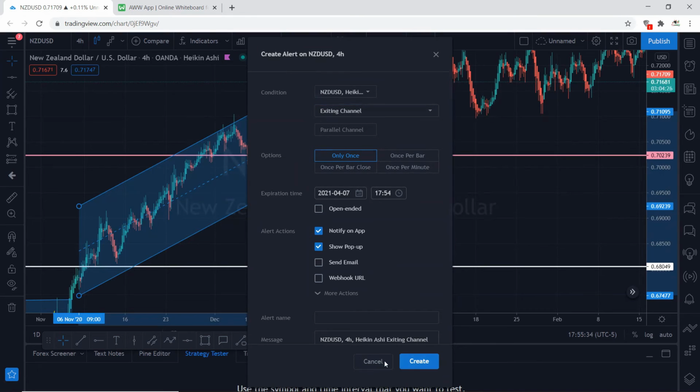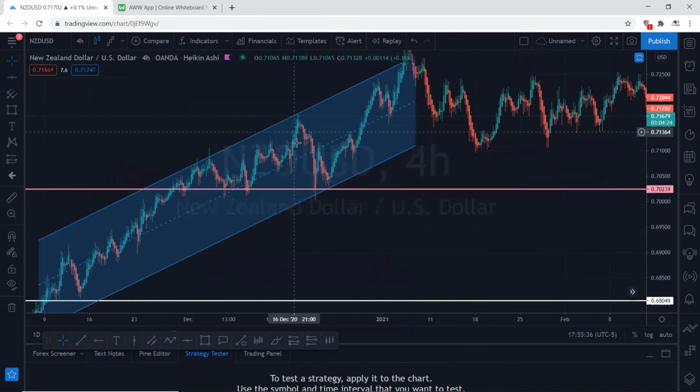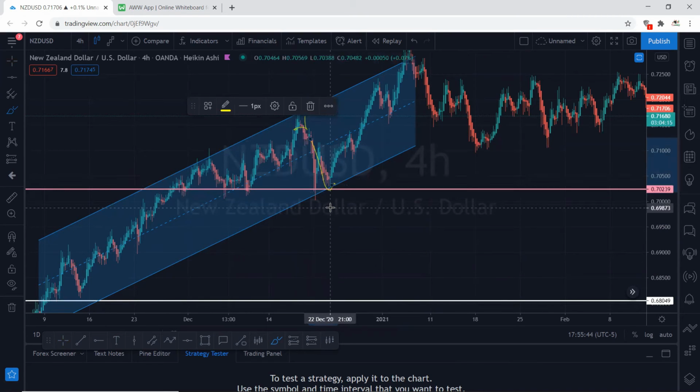So that way, if price was here, whenever price is here to make that doji, then I'll be notified. That way, I don't have to sit and watch the charts all day.